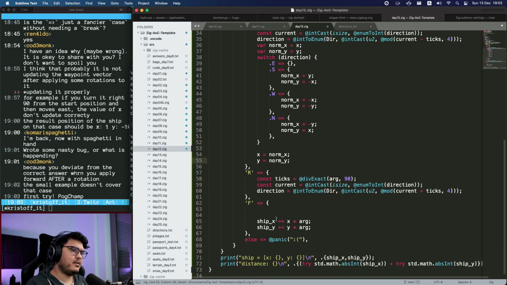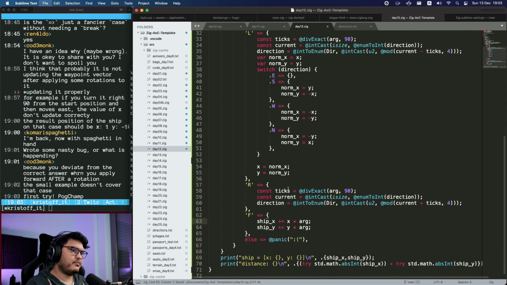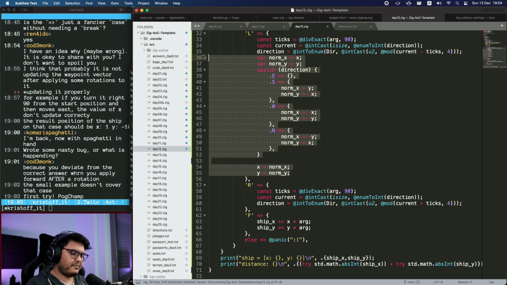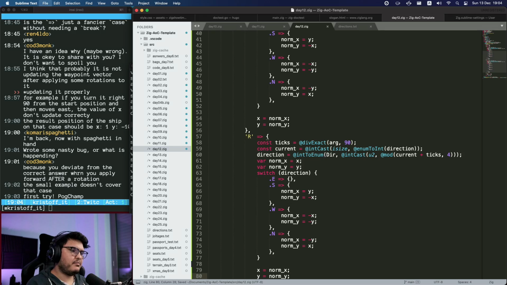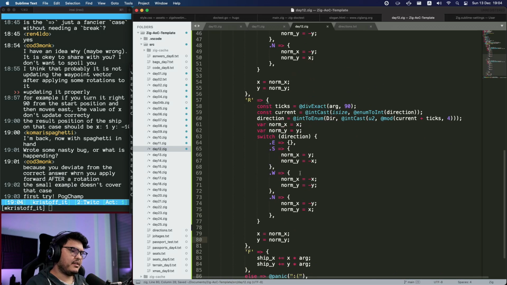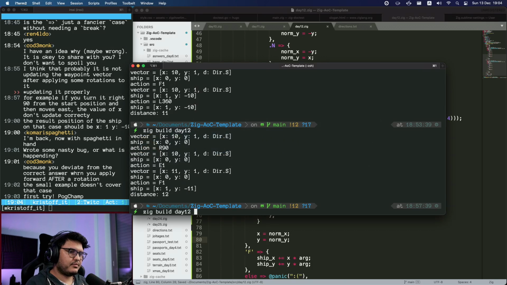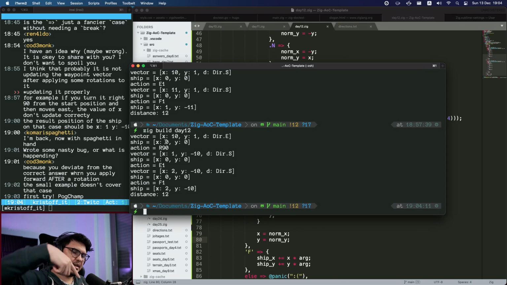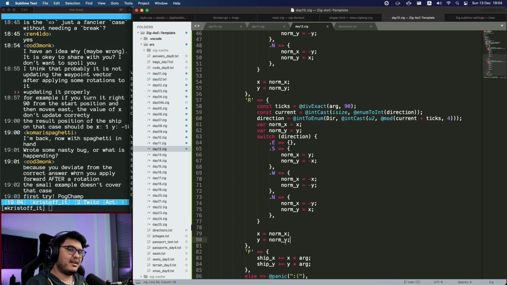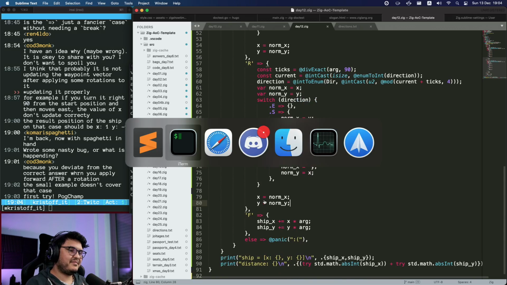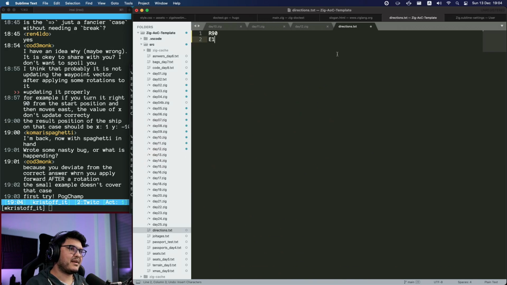Right. Now we're basically doing the same thing from before, except that this time we're making sure to actually save the change immediately in the vector. So now this says we rotate 90 degrees, and then moving east one does what we were looking for. Code Monk, you might have saved my ass.